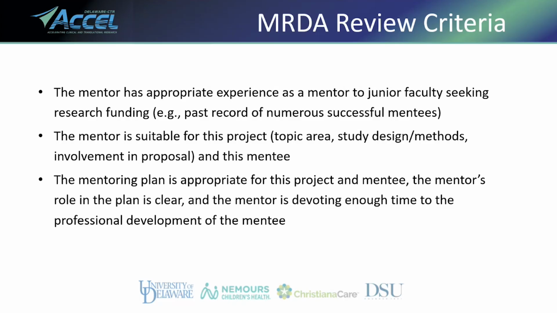And then finally, the review criteria. As I said, our reviewers evaluate the mentor, the applicant, the MRDA plan, and the mentoring plan. These first few items are really focused on the mentor and the mentoring plan components of the application. So first, they're asked to evaluate, does the mentor have appropriate experience as a mentor to junior faculty seeking research funding? And specifically there, they look at the past record of the mentor to see how many successful mentees they have had in the past.